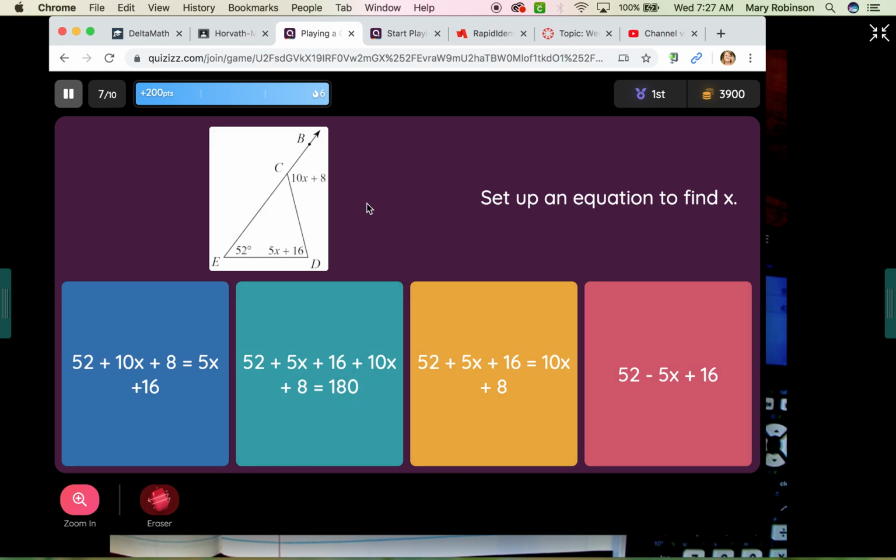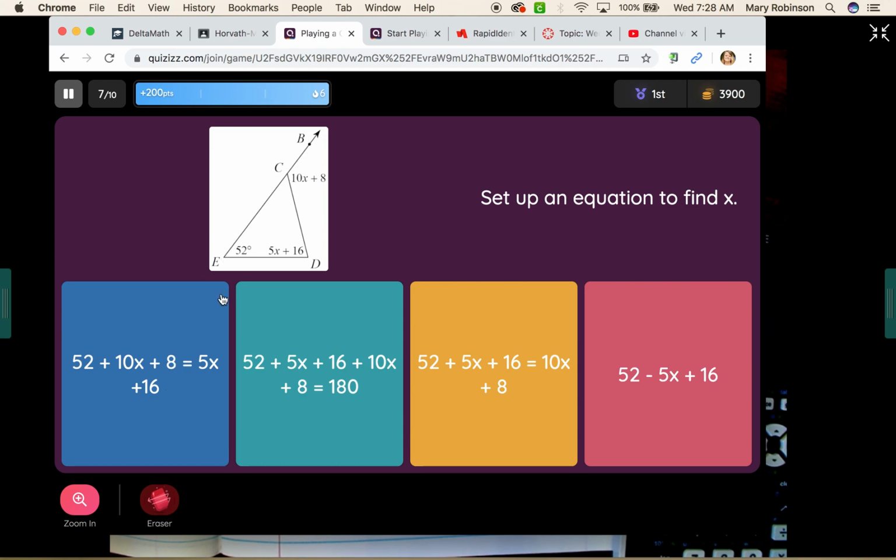All right, so this one looks a little bit more work, but this again is just asking, can you set up the equation to find X? So the exterior angle is out here, not inside the triangle. If there were something here, you would cover it up. But that means that the 10x plus 8 is equal to the sum of these two. So I would be looking for an equation that says if I add these two angles, I get this one on the outside. So 52 plus 5x plus 16 will equal 10x plus 8.